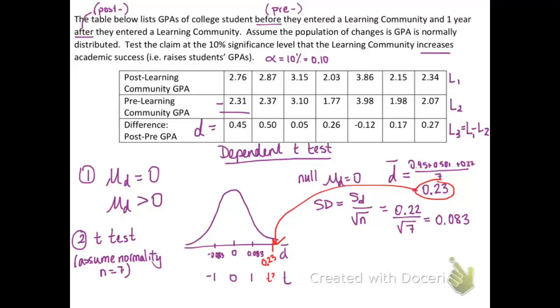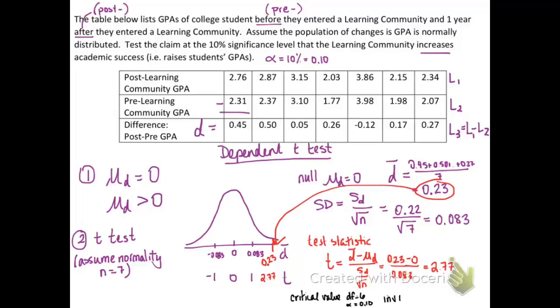We want to find the test statistic to see how far out in the tail that is, how many standard deviations away from the mean. The mean difference is 0.23 from the sample. The null is 0. We divide that by the standard error, which is 0.22 divided by the square root of 7, and we get 2.77. That's our test statistic. We compare that to our critical value. We can do this by using the student's t-curve or inverse t on a calculator.